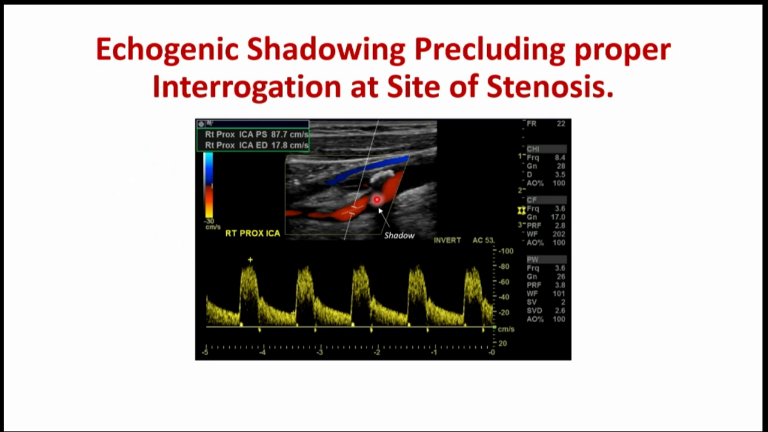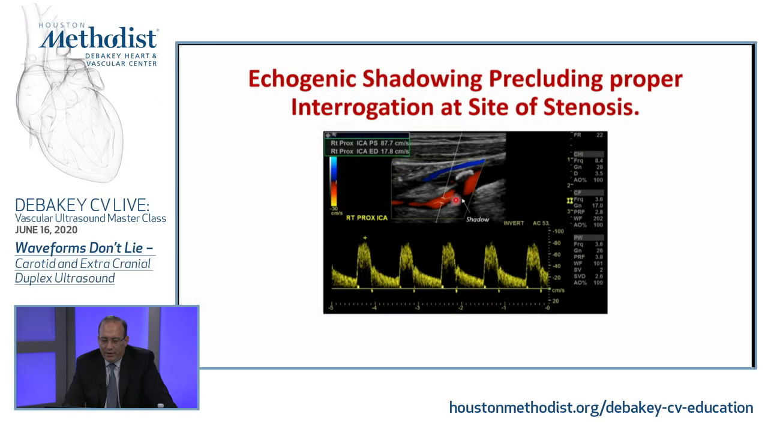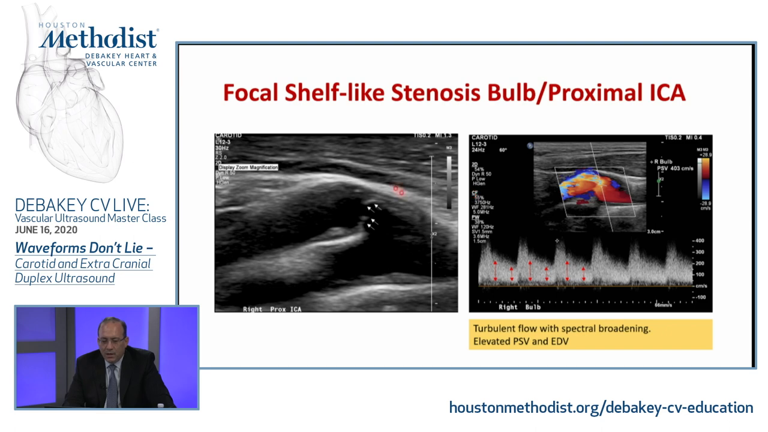So here's some echogenic shadowing. We really can't get a measurement there. And then we see here that there is not significant turbulence. The flow appears somewhat normal. But this may be able to give us an idea of where we are. In this case, I don't think the stenosis is causing significant narrowing because the plaque is quite eccentric up here. You don't see a significant component within the true lumen of the internal carotid.